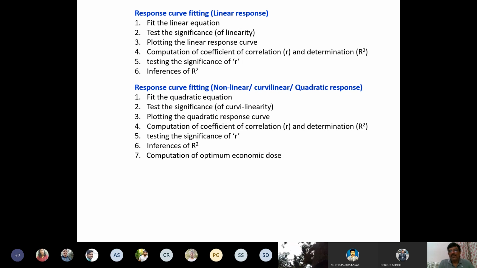So this is how we will go for response curve fitting in linear response, and then almost the same kind of operations will be done in the quadratic response curve. But in the quadratic response curve, we will add one more thing, that is determination of the optimum dose of the fertilizer. Because from a linear response curve, we cannot know the ideal dose or ideal quantity of fertilizer.